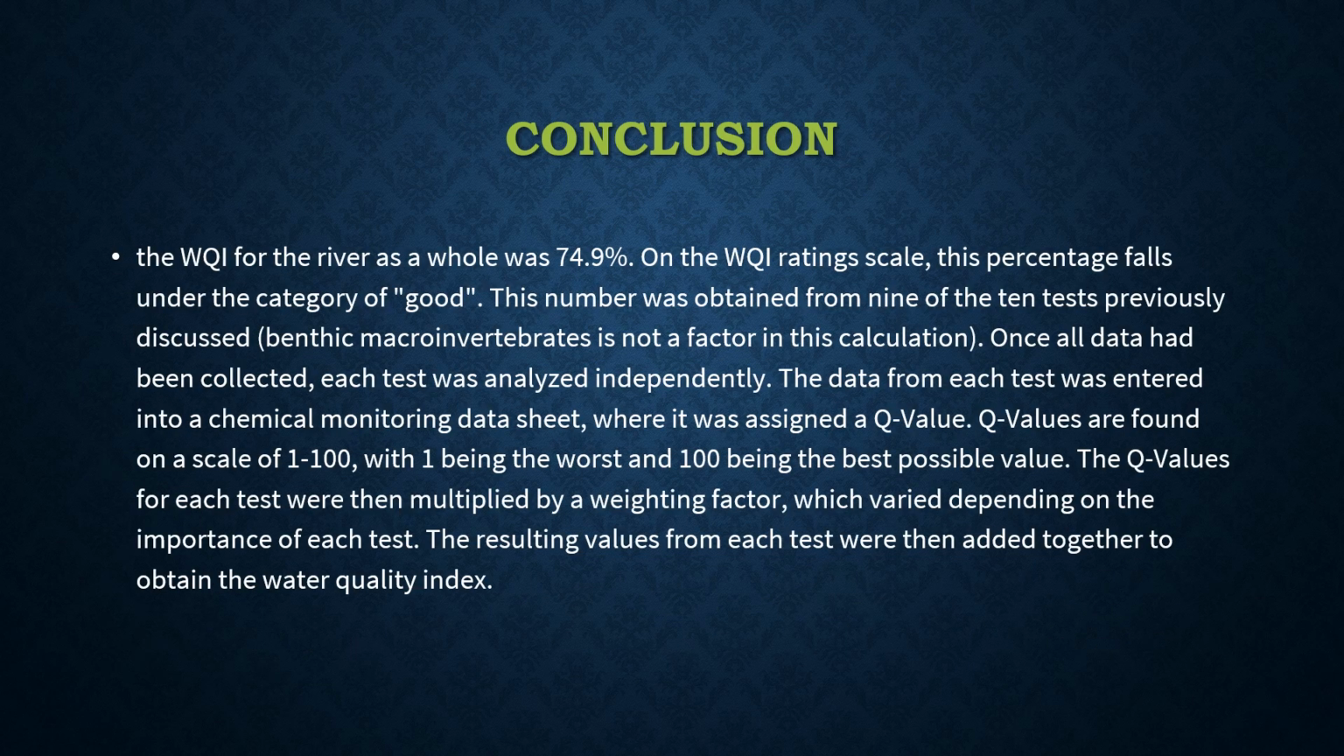Conclusion. The WQI for the river as a whole was 7.4 on the rating scale percentage. The Q value of each test is multiplied by the weighting factor, which varies depending on the importance of each test. Result values from each test are added together to obtain the water quality index.